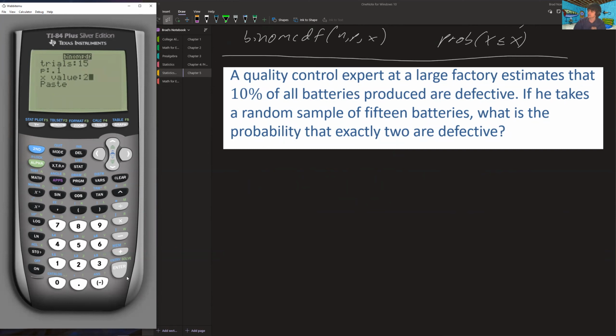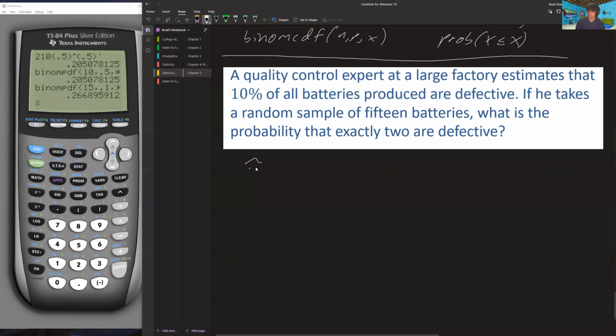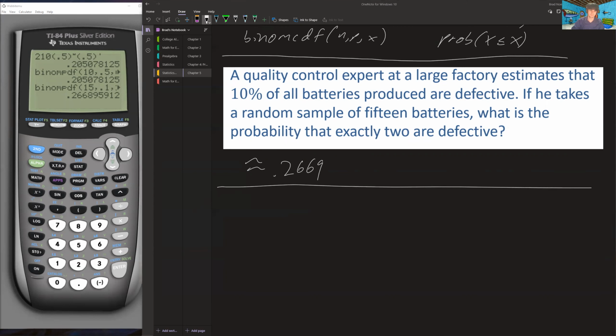And my X value, I want there to be exactly 2. The probability is going to be equal to approximately 0.2669. Okay. And that's it. Let's do some more.